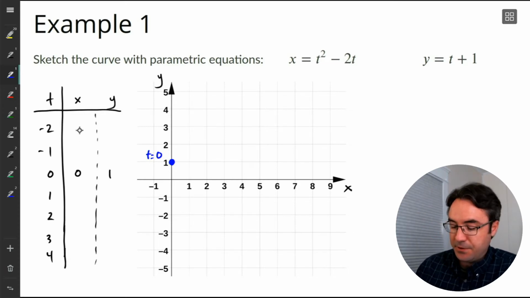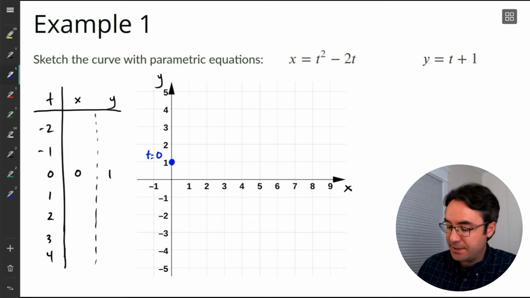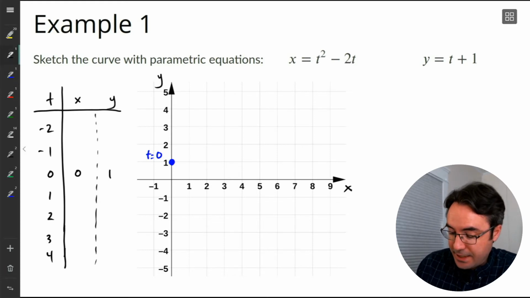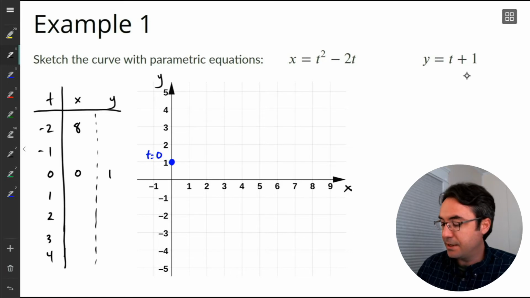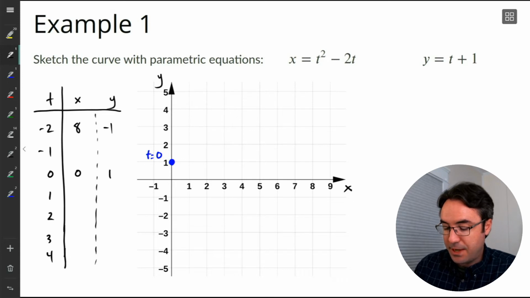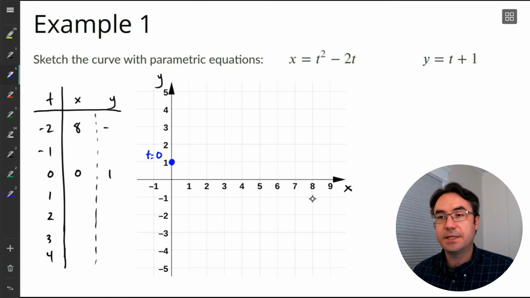All right, so let's fill in the rest of this table here. Let's take -2 and plug it into our x equation. What do we get? We get -2 squared, so positive 4. Another -2 squared, so we get another positive 4. So we actually get 8 here. And then when we plug -2 into our y equation, we get -1. So let's plot that point on our curve. Our x coordinate is 8, and our y coordinate is -1. So at t equal to -2, we're right at this point.